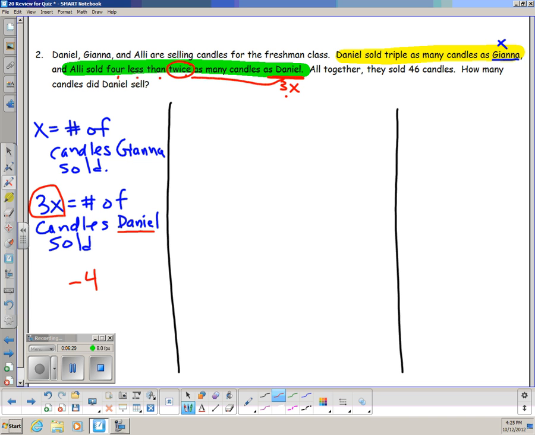Twice 3X. Twice 3X is 2 times 3X. I want to write that up here. This is 2 times 3X, twice the 3X, twice Daniel's number of candles. And 2 times 3X is 6X. So this is going to be 6X minus 4, and that will represent the number of candles that Allie sold. And now I have my setup done.